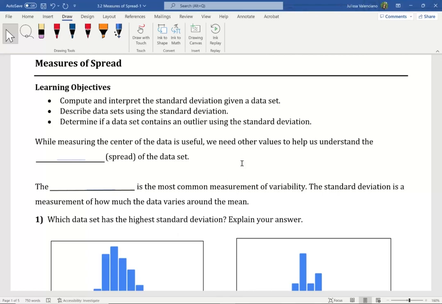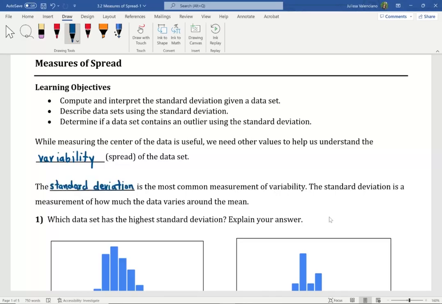Now, previously we talked about the measures of center. We used the mean, median, and mode to describe the center. In this lesson, we're going to focus on understanding the variability, which is the spread of the data set. We're going to focus on the most common measure of variability, which is the standard deviation.